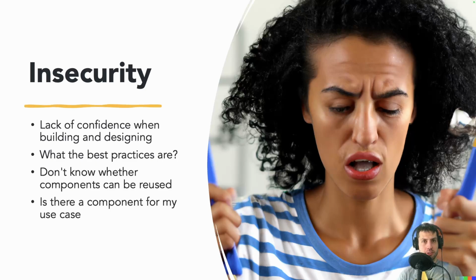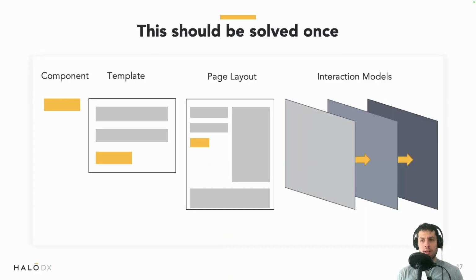The next villain that might be working at your project is insecurity. And I think this might be the most important one because it builds lack of trust and confidence in the users of your system. When you don't know what the best practices are, whether you don't know which components should be used, or are there even components for my use case, then it's difficult to make a coherent design. How the components sit inside of a template.